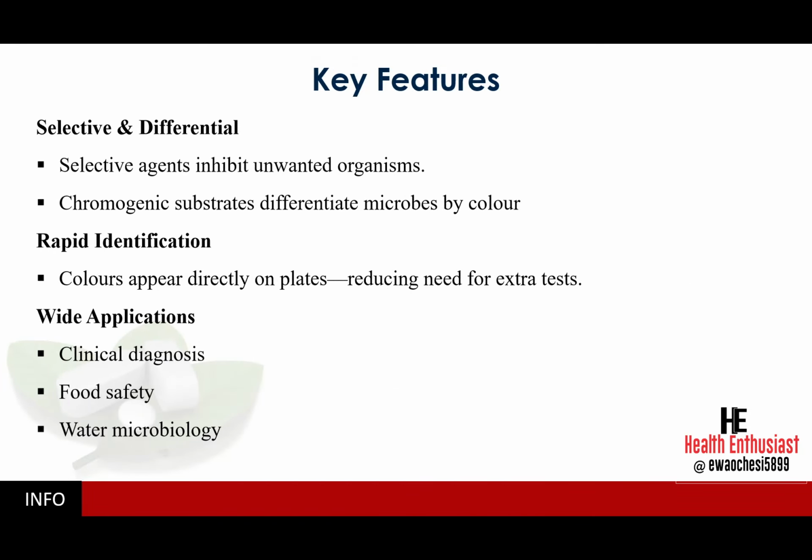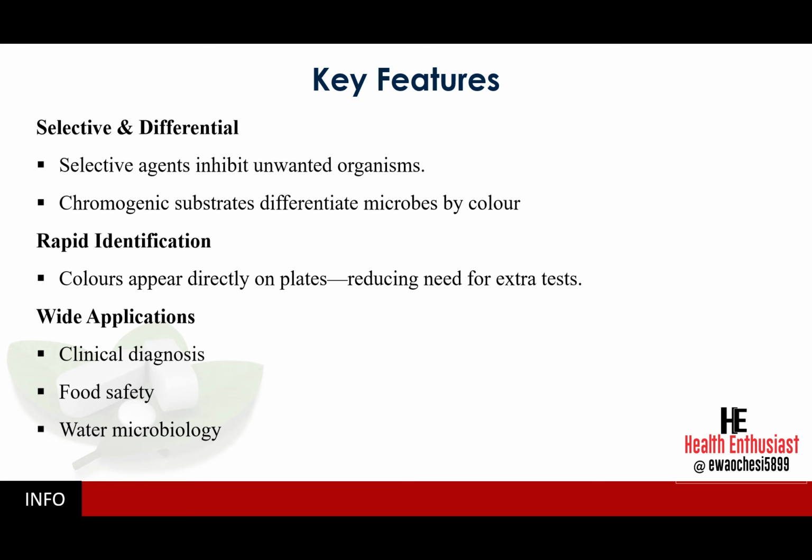So let's look at some of the key features of CHROMagar media. One, they are selective and differential. They contain selective agents, for example, antibiotics or salts, which inhibit unwanted organisms. They are differential in the sense that the chromogenic substrates allow differentiation of organisms by color. Another thing that is unique to CHROMagar media is their rapid identification. Color development helps identify species or groups of microorganisms without additional biochemical tests.